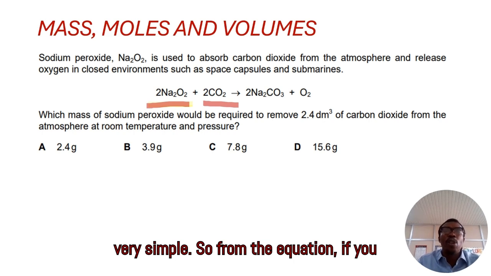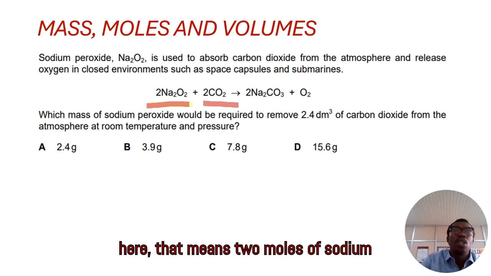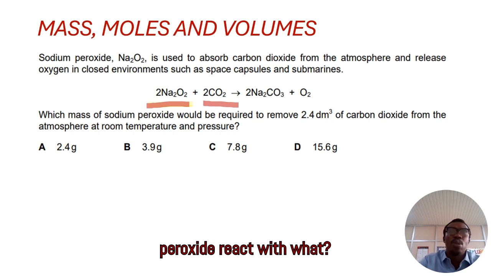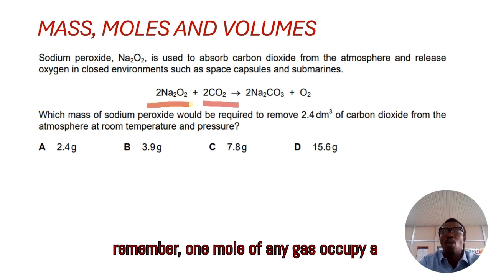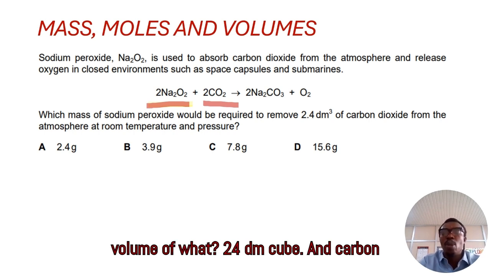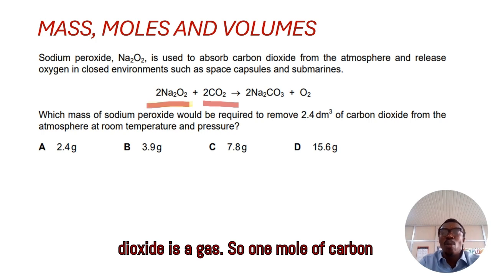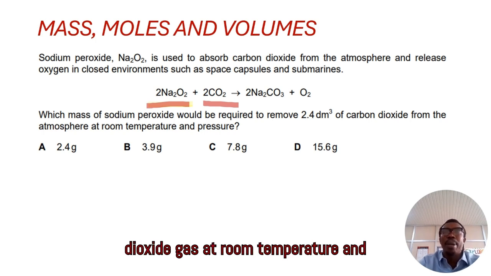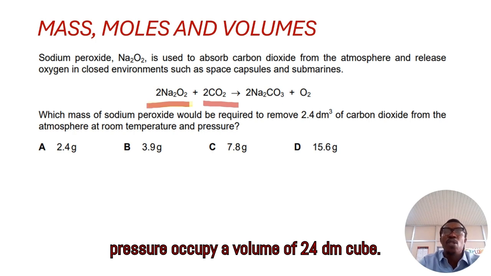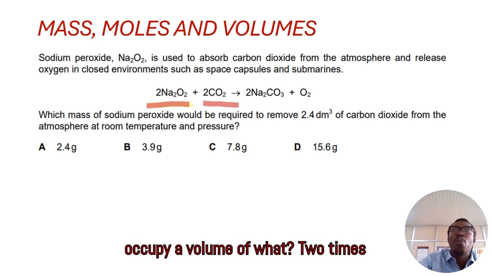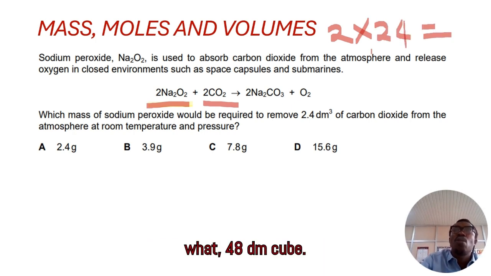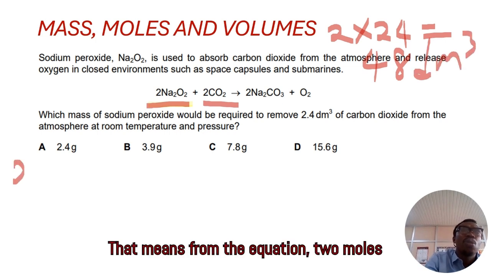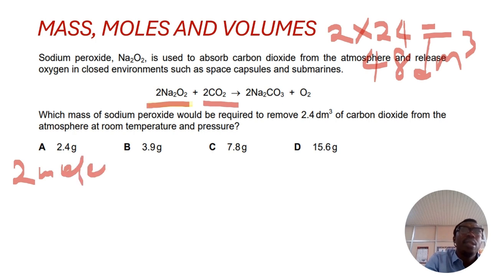From the equation that is given to us here, 2 moles of sodium peroxide react with 2 moles of carbon dioxide gas. And remember, 1 mole of any gas occupies a volume of 24 dm³. Carbon dioxide is a gas, so 1 mole of carbon dioxide at room temperature and pressure occupies 24 dm³. So 2 moles of carbon dioxide will occupy 2 times 24 dm³, which is equal to 48 dm³.